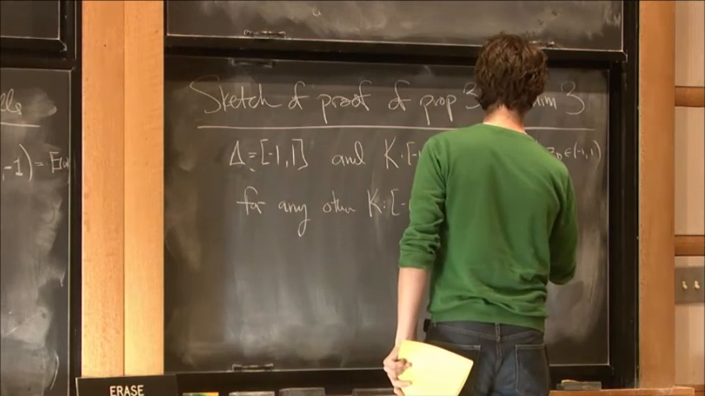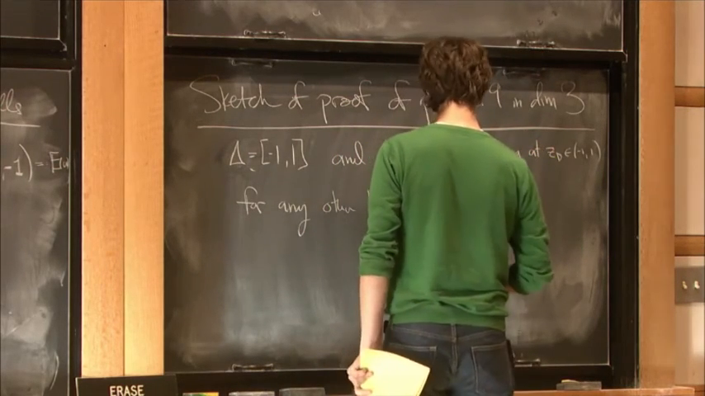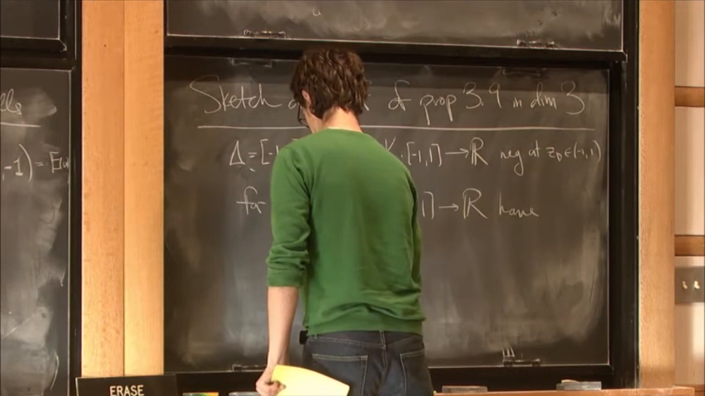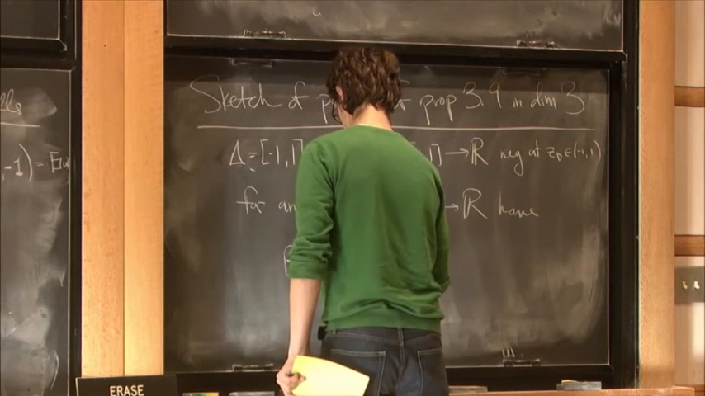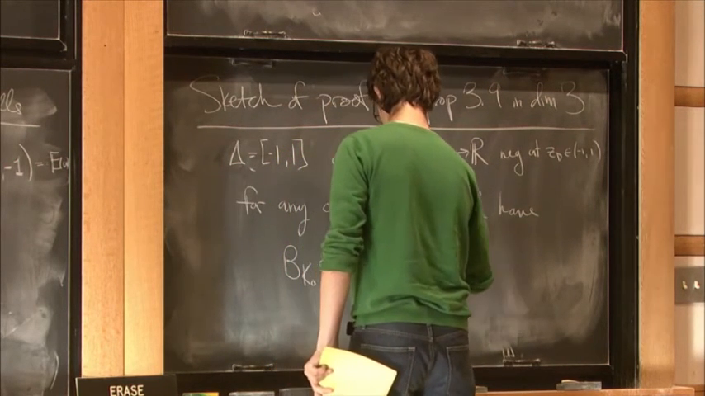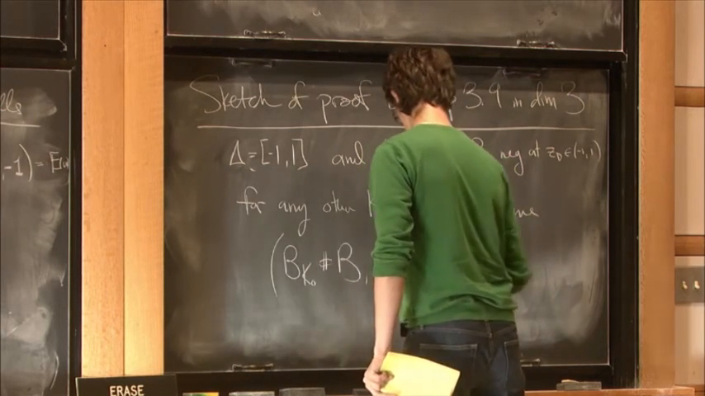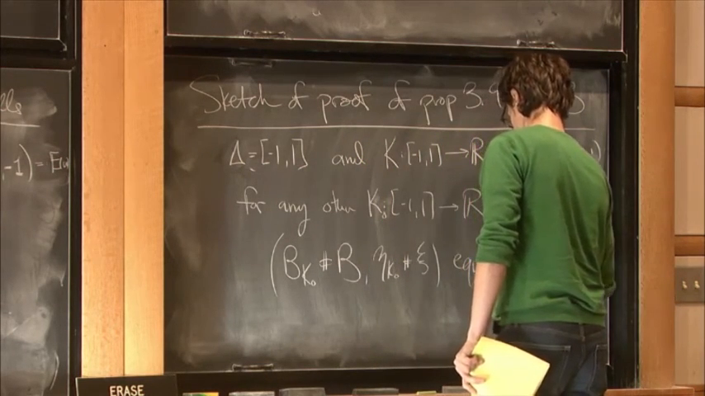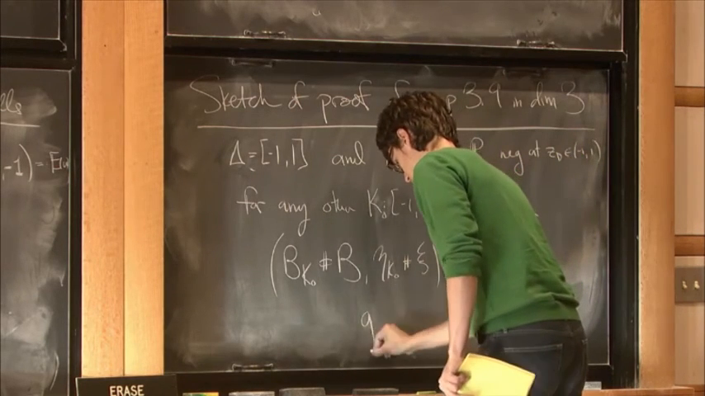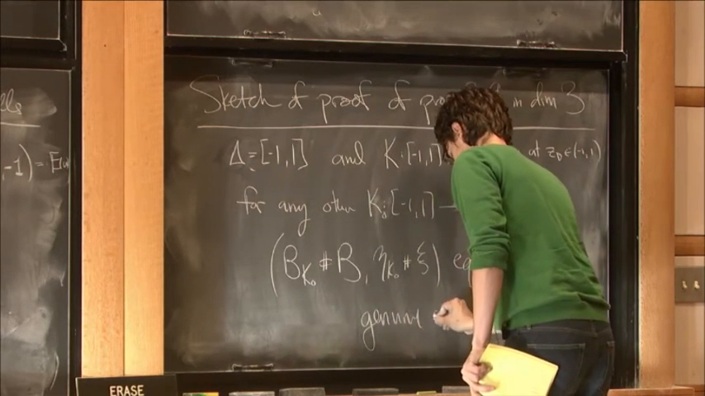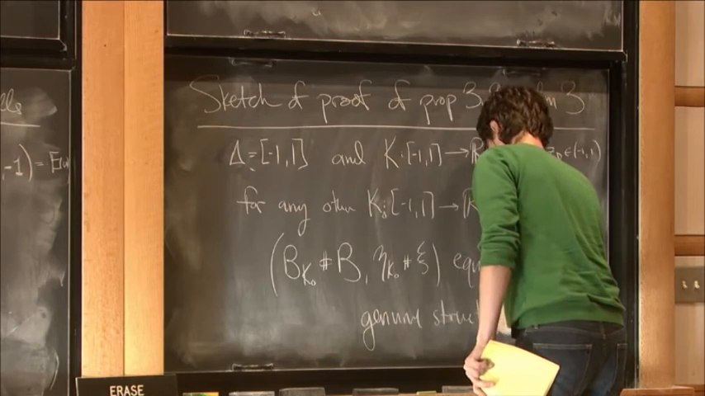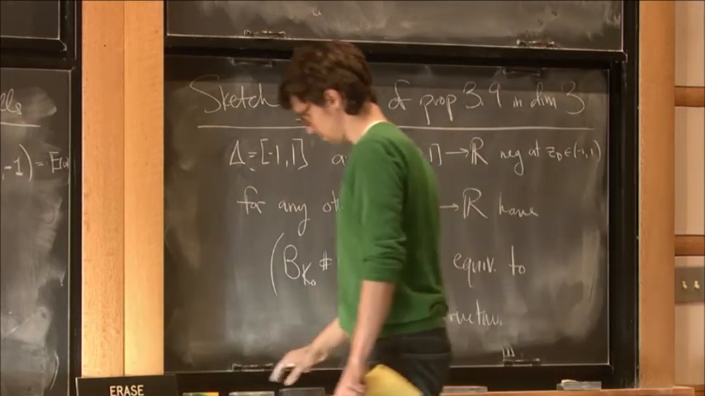So for any other, CR, K0, have BK0 connect sum B is equivalent to a genuine contact structure. So that's what I want to prove.